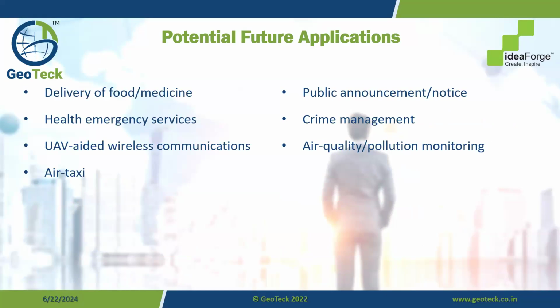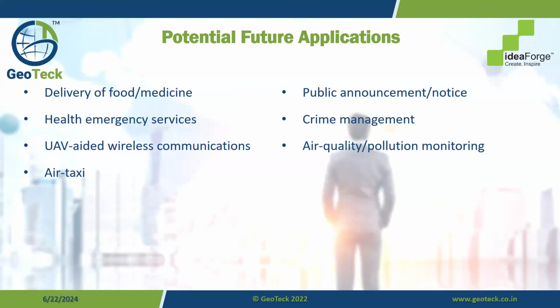See, in the urban area, because of the traffic congestion, often it takes much longer time for the delivery of food and medicine. So drone-based food delivery and medicine delivery is becoming a new prospective project. Now, health emergency services like air ambulance can be deployed in the urban area. A UAV-based air ambulance system can be deployed in future.